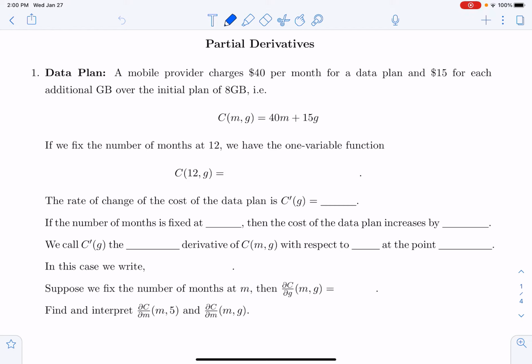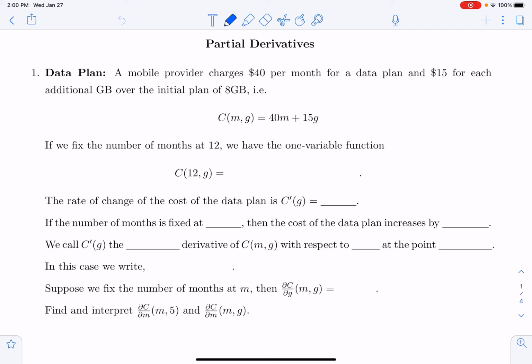And now I want to look at the concept of rates of change with this multivariable function. In particular, if I want to take the derivative, do I take the derivative where M is the variable? Is G the variable? Do I take the derivative with both M and G being variables? So let's try to simplify this problem by looking at essentially a single variable function.